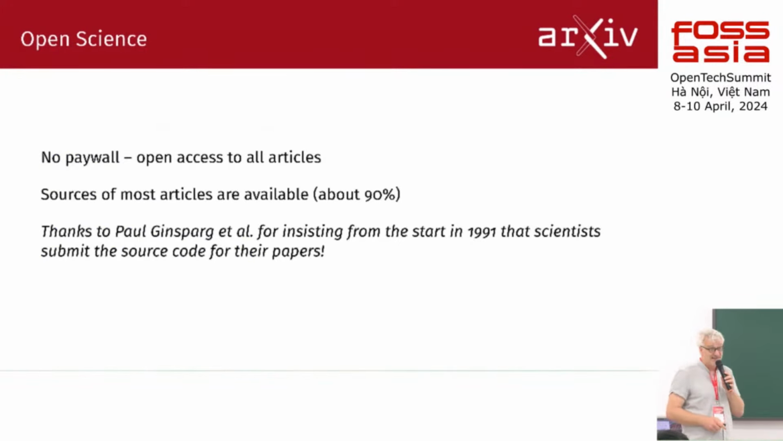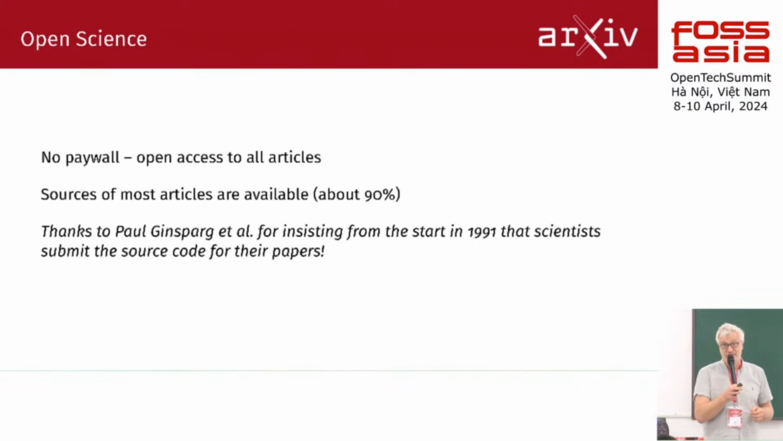So open science: there is no paywall. If you have ever tried to download a paper from JSTOR and you are not an institutional member, you are asked for like $70 for a single PDF file of an article you might need for your research. This is not the case with us, it's completely open access to all articles.